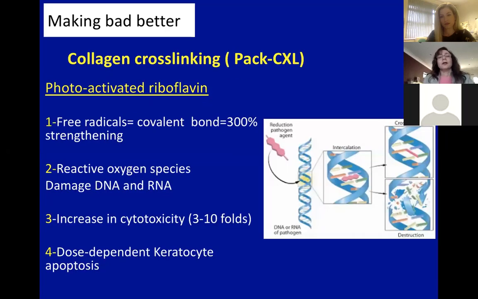So corneal cross-linking: quite a lot of case reports, few randomized controlled trials on corneal cross-linking. The way corneal cross-linking works is that it strengthens the cornea, and the reactive oxygen species that is produced will damage the DNA and RNA of the microbes and increase the cytotoxicity. However, the keratocytes are also damaged.